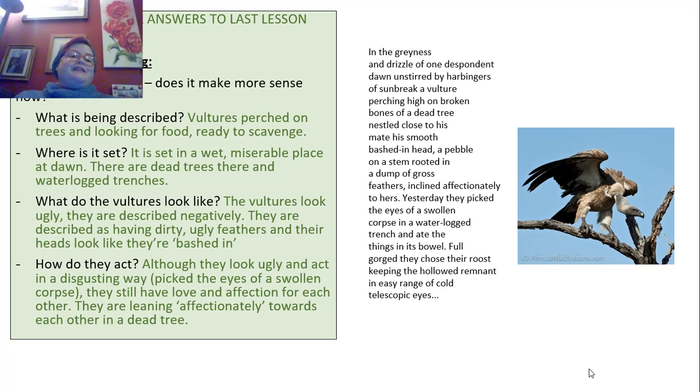What do the vultures look like? Well, they look ugly. They're described negatively. They're described as having dirty, ugly feathers, and their heads look as if they're bashed in. Okay. How do they act? Although they look ugly and act in a disgusting way, they pick at the eyeballs, for example, of a swollen corpse, they still have love and affection for each other. They are leaning affectionately towards each other in a dead tree.